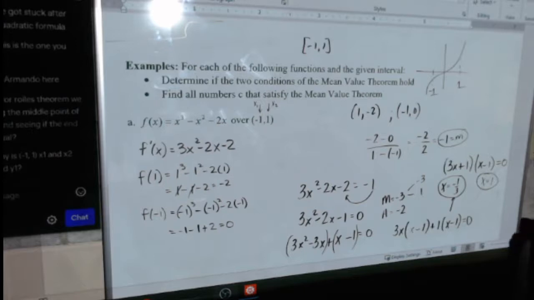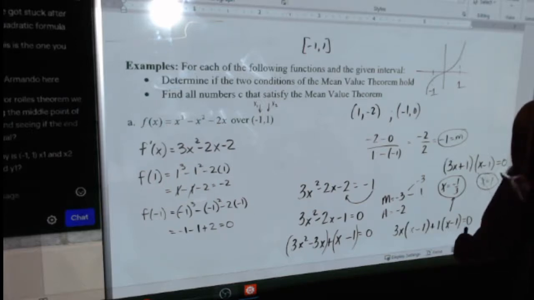Not sure if that guy showed up or not. See what this little blue one does. You see that x?